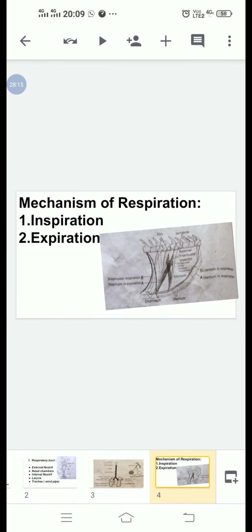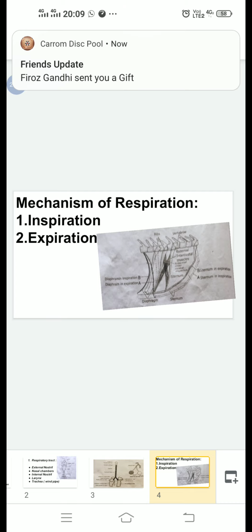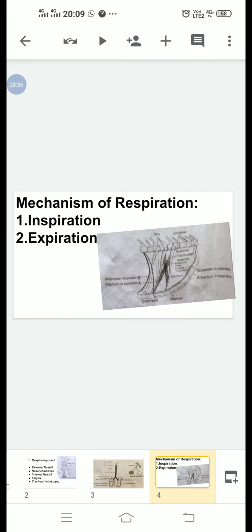Respiration is the taking in of oxygen and giving out of carbon dioxide. Respiration occurs in two stages: inspiration and expiration. Respiration is brought about by the diaphragm and the intercostal muscles. Inspiration is an active process. Inspiration is a stage of respiration where atmospheric air is brought into the lungs. Inspiration takes place by the contraction of the muscles of the diaphragm and the intercostal muscles.